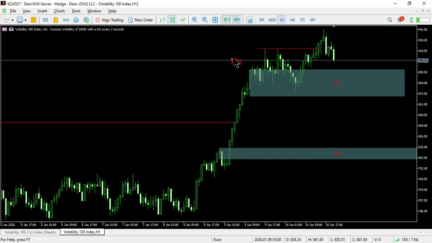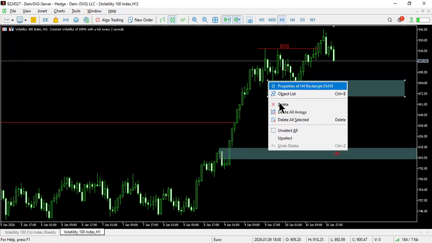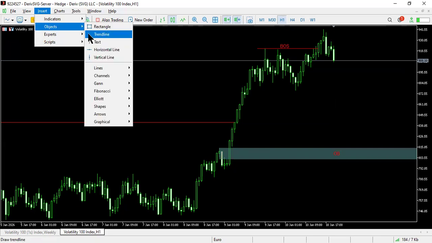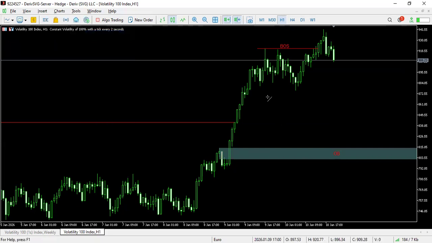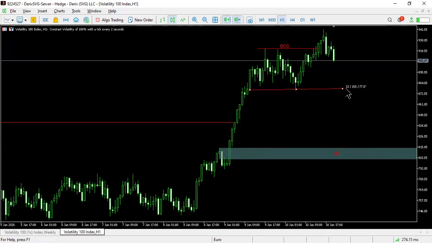I am seeing this as liquidity. Therefore, I'm not going to mark this order block as my point of interest. Let me just go ahead and delete that because I'm seeing that as liquidity that price has to clear to come and tap us into this order block. Therefore, I'm just going to mark this as my liquidity that price has to sweep to come and tap into my order block.